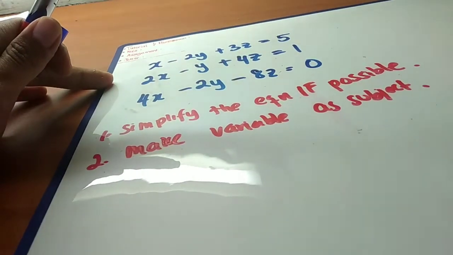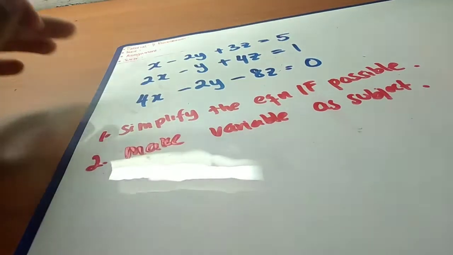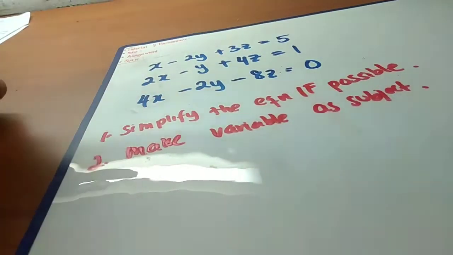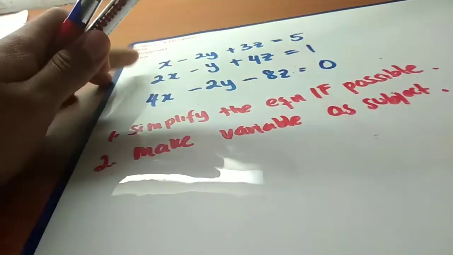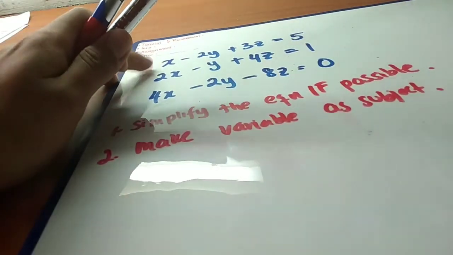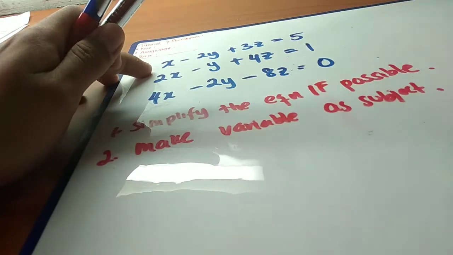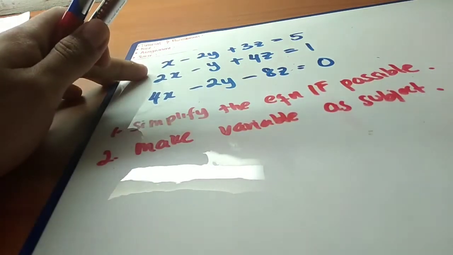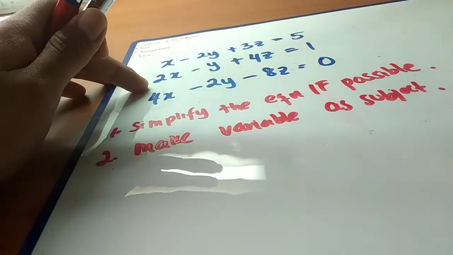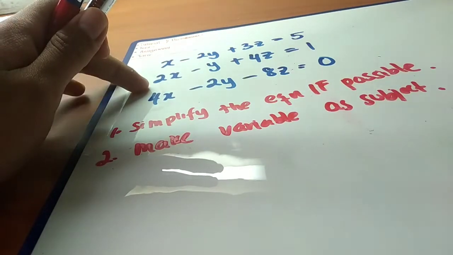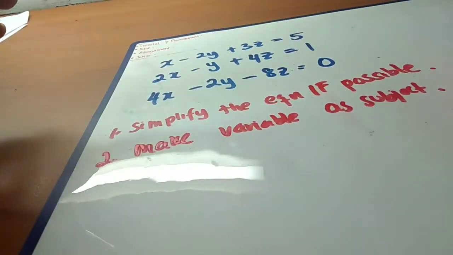Suppose you need to choose the variable which has a coefficient of 1, because it is easier for you to make it the subject. For example, this x has a coefficient of 1, so you just shift everything to the right hand side and you will get x as the subject of the formula. But if you have a 2 instead, in order to make x the subject, you need to divide the whole right hand side by 2, because we need x, not 2x, as the subject.